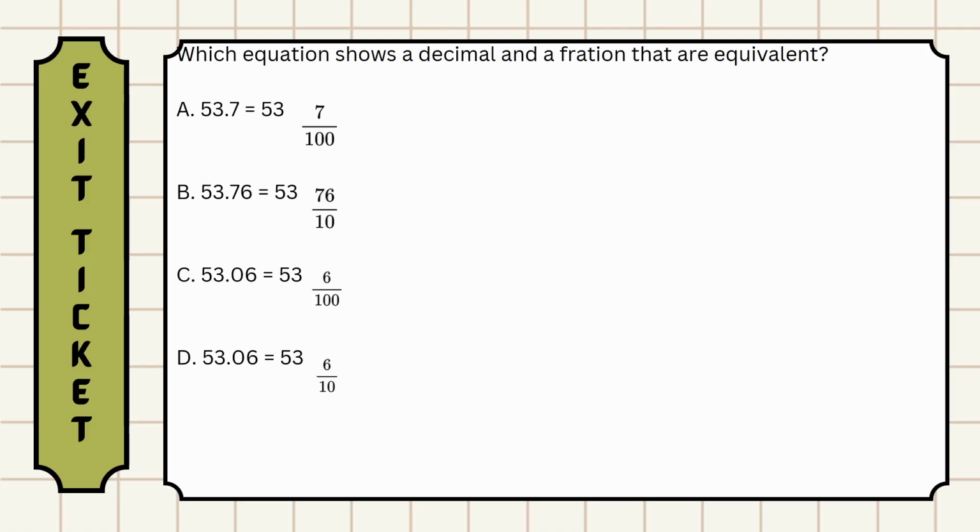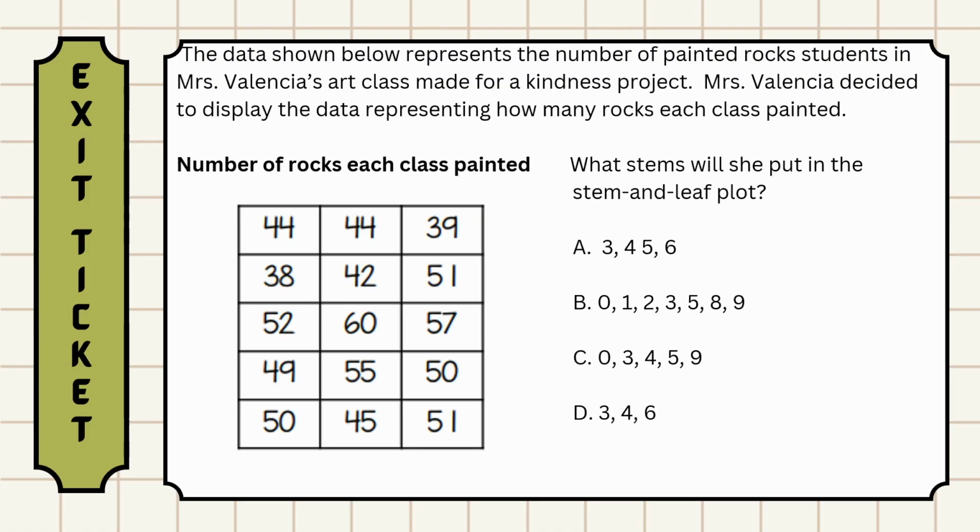All right, here are your exit tickets for today. Make sure you pause the video and complete your exit tickets. The first one is, which equation shows a decimal and a fraction that are equivalent? And the next one, the data shown below represents the number of painted rocks students in Mrs. Valencia's art class made for a kindness project. Mrs. Valencia decided to display the data representing how many rocks each class painted. What stems will she put in the stem and leaf plot?